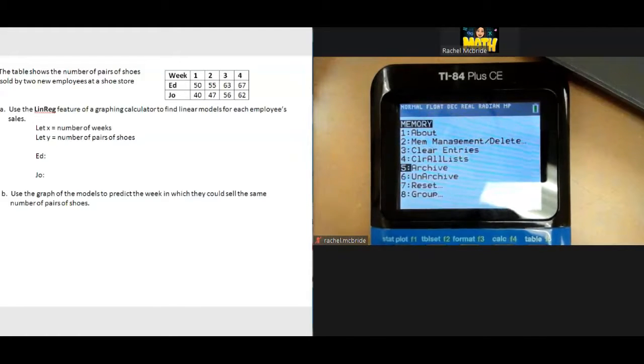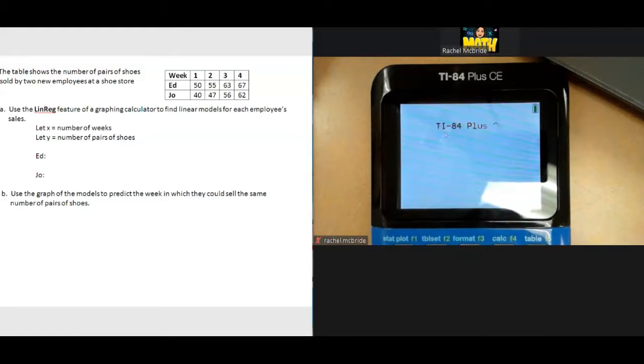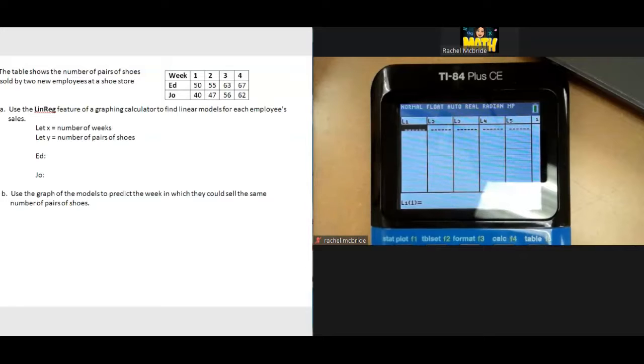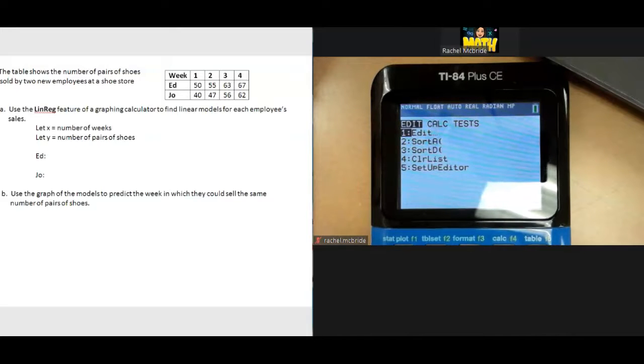So you want to go to your lists. Yeah, so you can edit your data. Like L1, L2, L3, your lists. So week 1, week 2, week 3, week 4. Type in Ed. So he's 50, 55, 63, 67. Go to stat, go to calc, go to option 4.